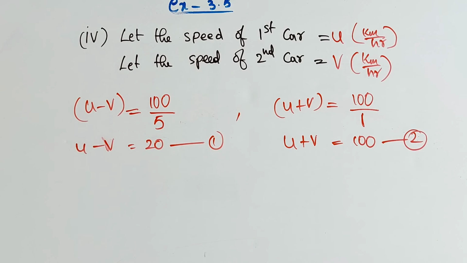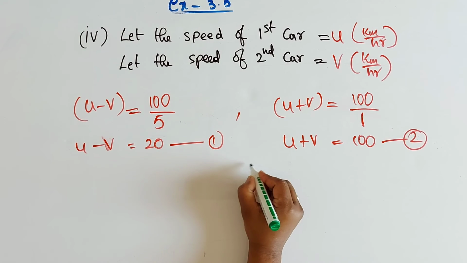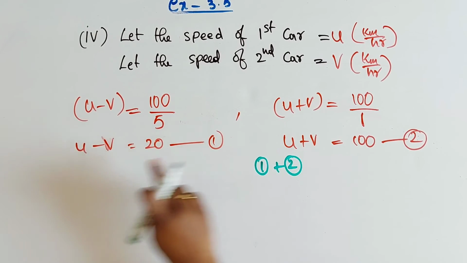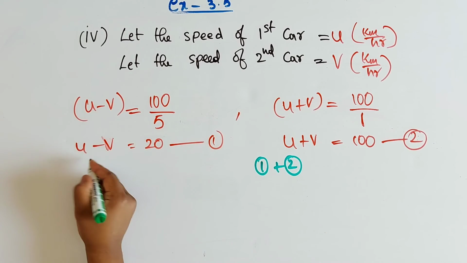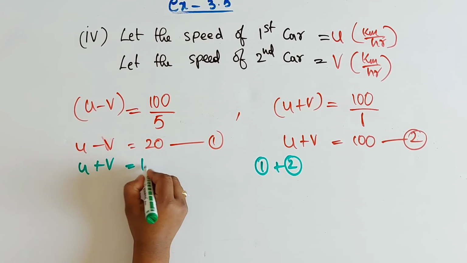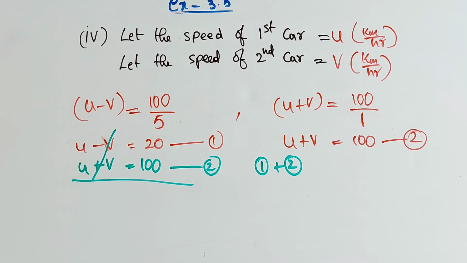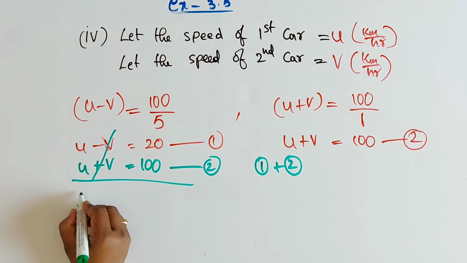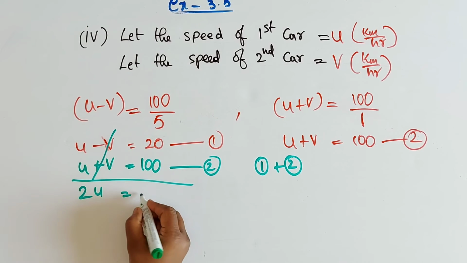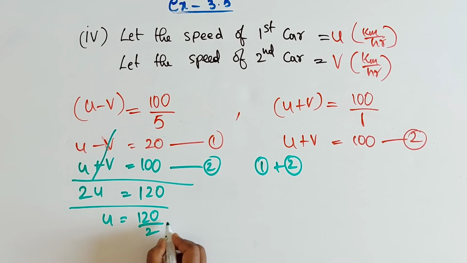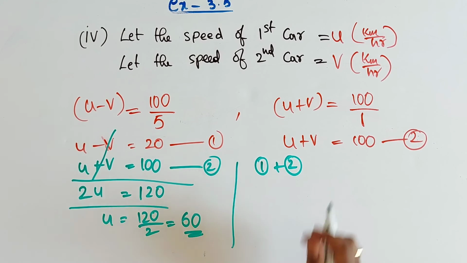Right, children? Now, we have to solve these equations. Now, I am using the elimination method, children. So, equation 1 plus equation 2, so that I can eliminate the second term. Here I am writing the second equation u plus v equals 100. Correct, children? So, I am adding, v minus v will get cancelled. It is 0 plus u. That means 2u equals 100 plus 20, 120. From here u equals 120 by 2. That means 60.